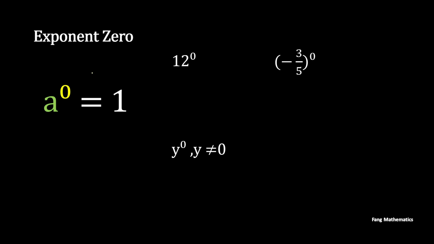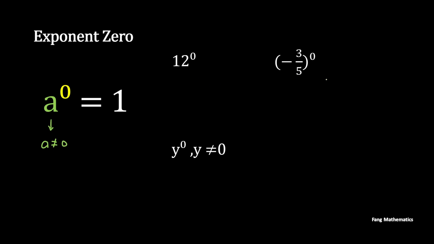In this video, we are going to learn exponent 0. If you look at this formula on the left, you have a, the base, to the power of 0 is equal to 1, which is always the case, and we should let a not equal to 0. So any non-zero base to the power of 0 will give you 1.